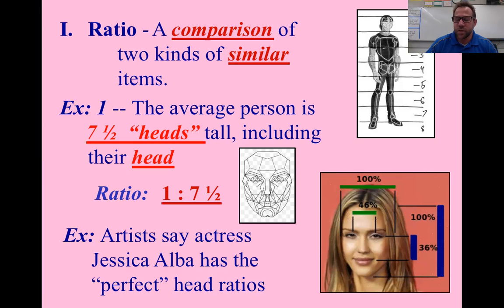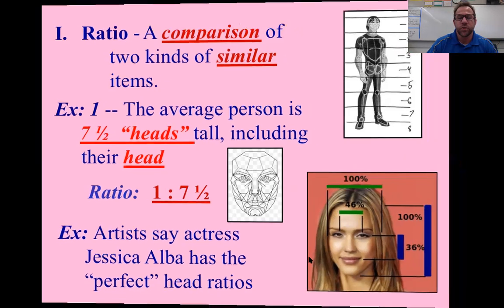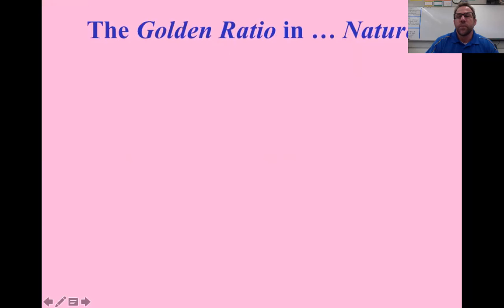So just kind of interesting talking about ratios there. Okay. All right, let's move on. So those are ratios. Other ratios come up in nature. And in nature, there is something called the golden ratio. And this shows up a lot.